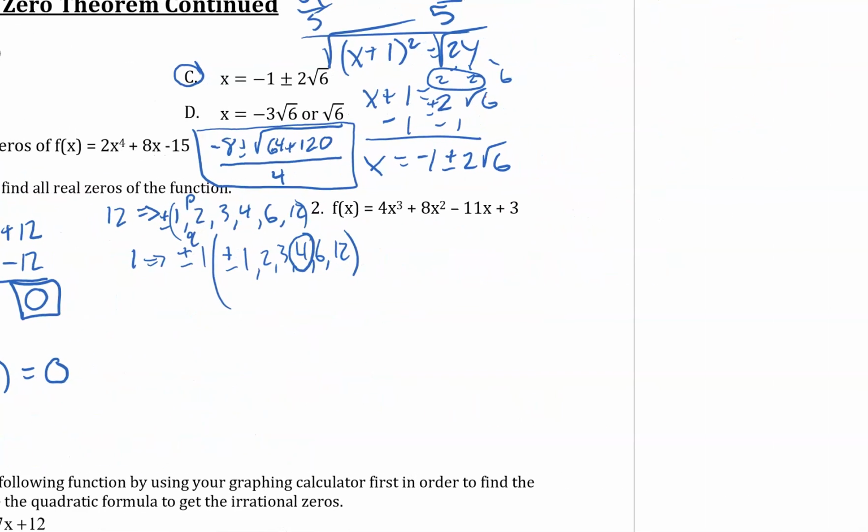Problem number 2. Clean up from problem number 1.